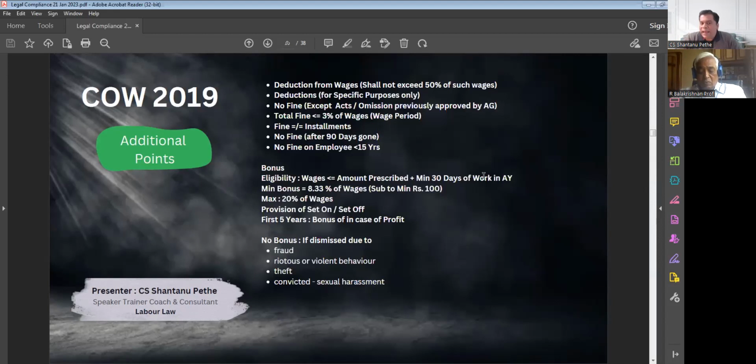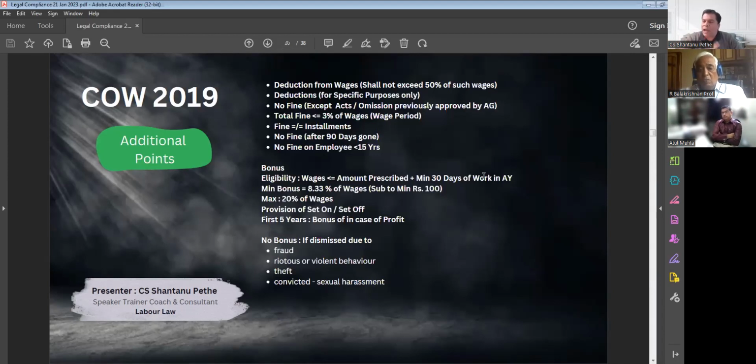Now, no fine except for acts or omissions previously approved by the appropriate government. So there is a difference between deduction and fine. You are fully aware of fines. Acts and omissions should be clearly defined when the employer wants to levy a fine on any employee. Approval should be taken from the government and it should be put on the notice board. So every employee should be aware that this will be the fine if I do this, or if I omit to do this. First of all, he should be aware, and then you can levy the fine.